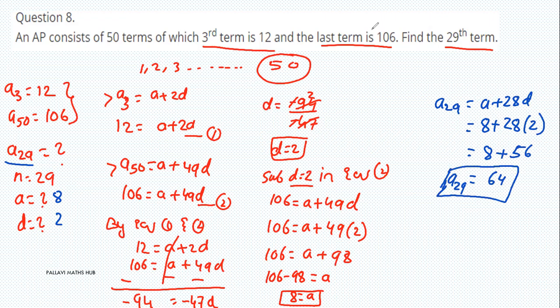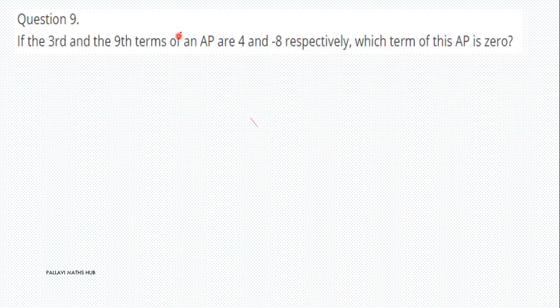Next, 9th question. If the third and the 9th term of an AP are 4 and minus 8 respectively, which term of this AP is 0? Which term, n is equal to question mark? AP is 0 means an is equal to 0, given. You need to find n is equal to question mark.